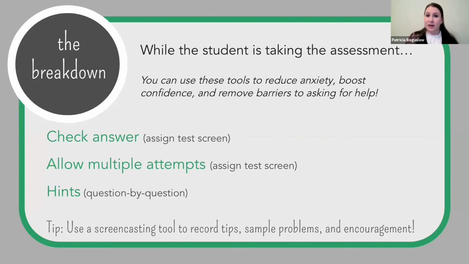They have some ability to revise their thinking as well as a kind of signal to them like, hey, I've already tried this. I got it wrong. I don't know why I got it wrong. I should ask my teacher. So they get that cue as well. Both those things, check answer and allow multiple attempts, you can find when you assign your test.